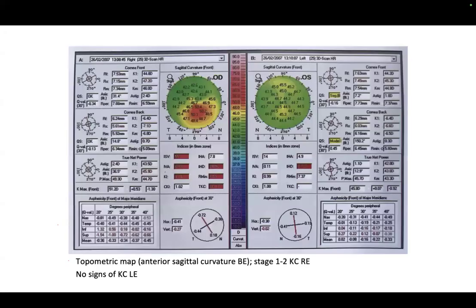When we do topography, very often we'll see this sagittal curvature. This is fairly pathognomonic. But occasionally you might see that this is caused by an epithelial change and not actually by keratoconus.